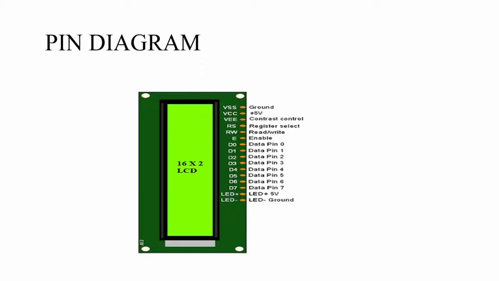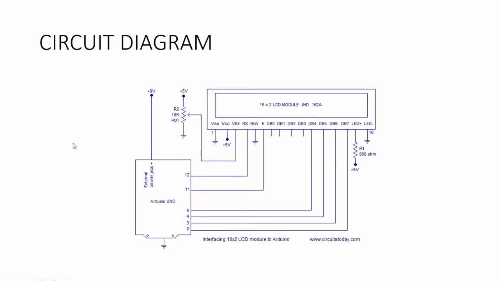Now let's see the connections of the Arduino UNO microcontroller to our 16x2 LCD module. This is the circuit diagram of the LCD module with the Arduino board. Here we are taking the 16x2 LCD module and the Arduino UNO board. The external power jack is given to the power supply. Now we make the connections: VSS is the ground pin, so it is connected to the ground pin.